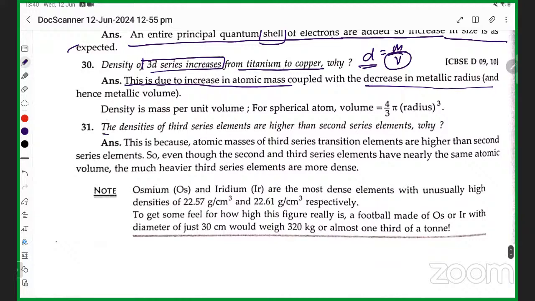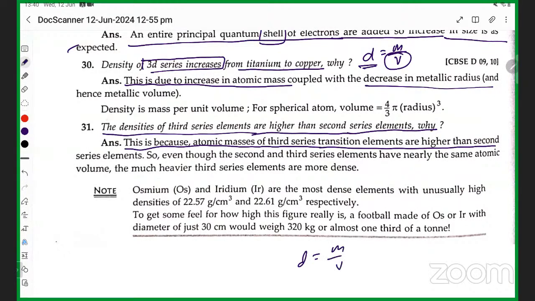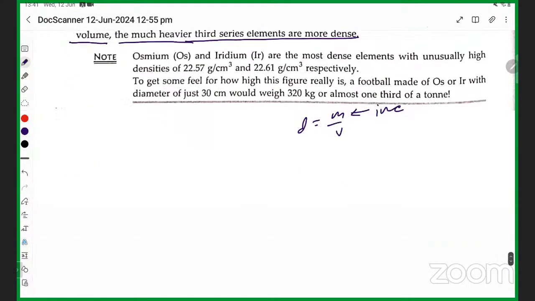The densities of third series elements are higher than those of the second series elements. This is because the atomic mass of third series transition elements is higher. Atomic number and atomic mass increase already, so D is equal to M by V gives a higher value. So even though the second and third series elements have nearly the same radii and atomic volume, the much heavier third series elements have more density.